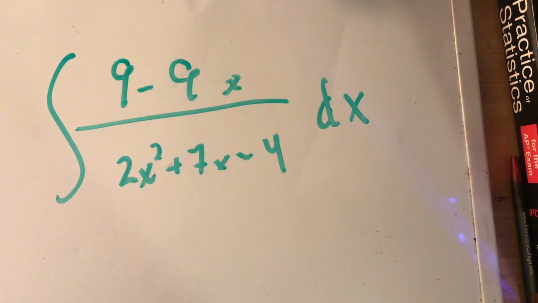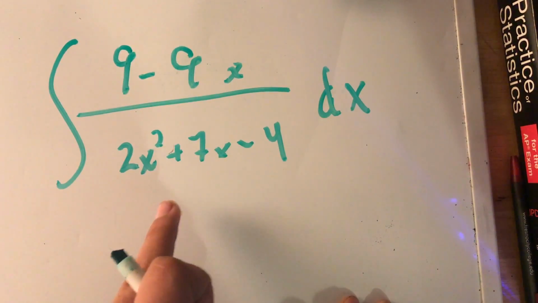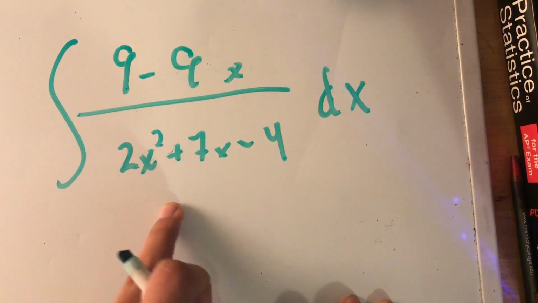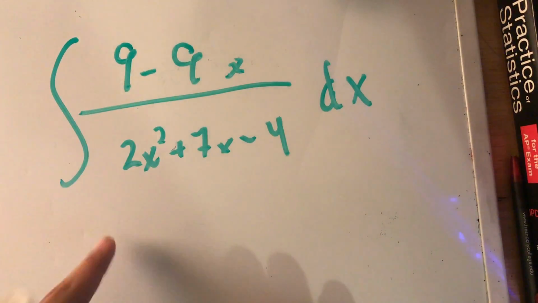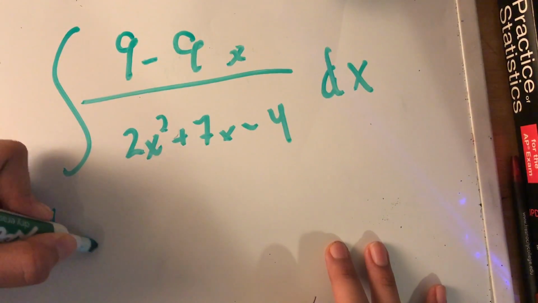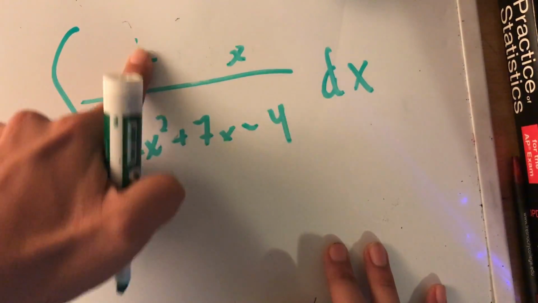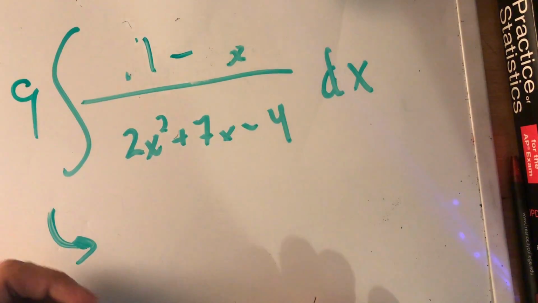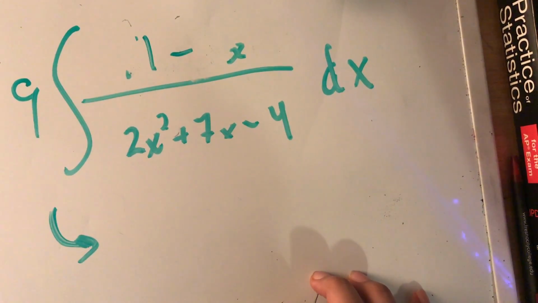The second condition is that you have to have something you can split apart here, specifically a polynomial. So here we have 2x squared plus 7x minus 4. The first thing you want to do is split this up, and we can do that very quickly. I'm going to take the 9 out of the top and move it to the outside, and then down here we're going to split this up through polynomials.